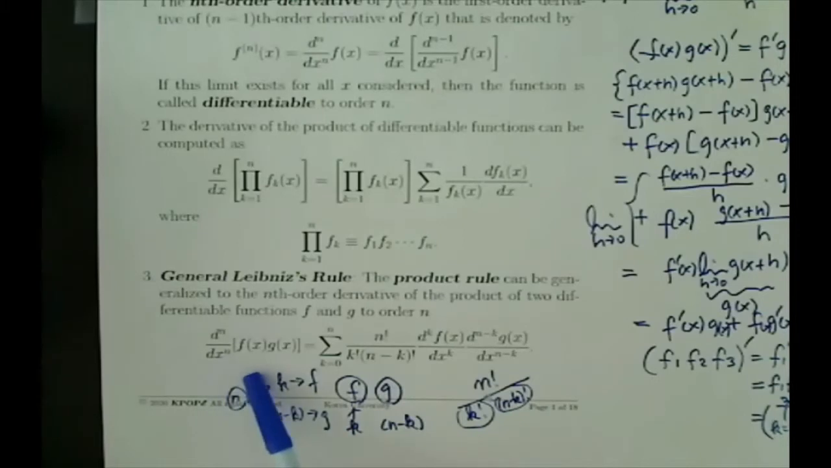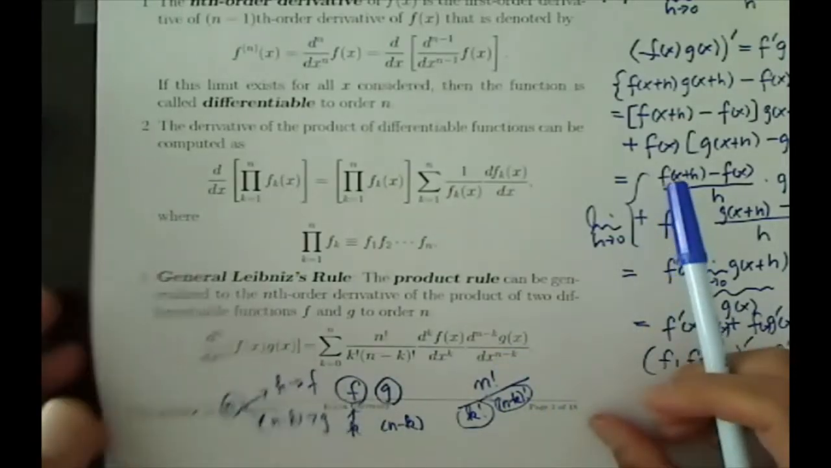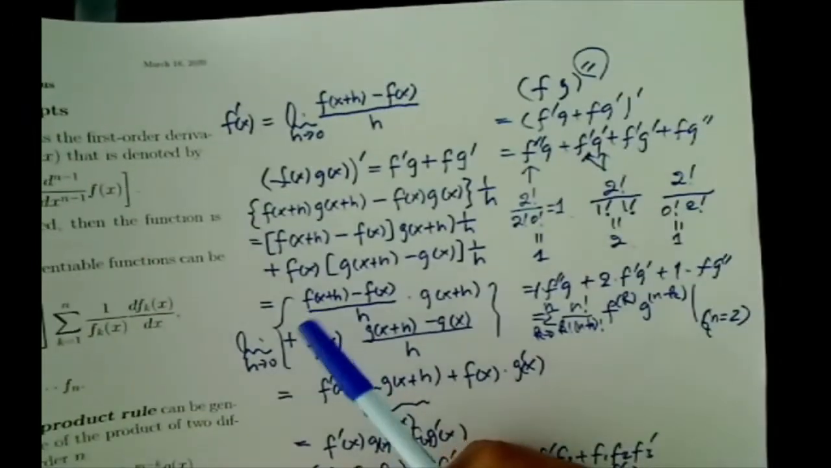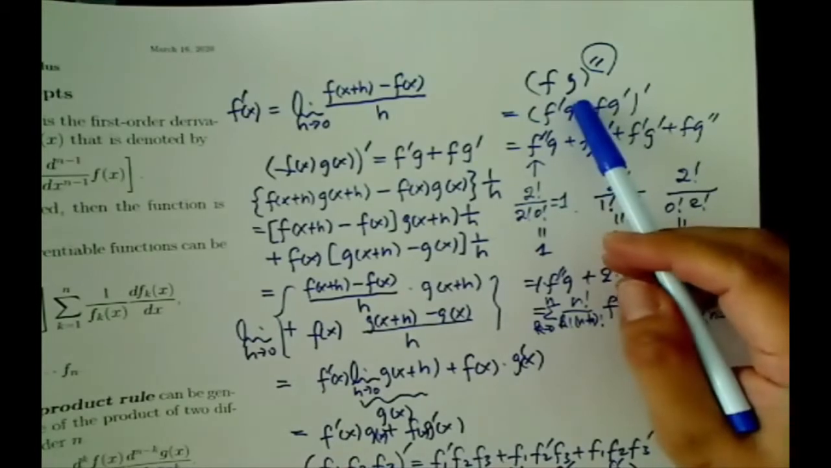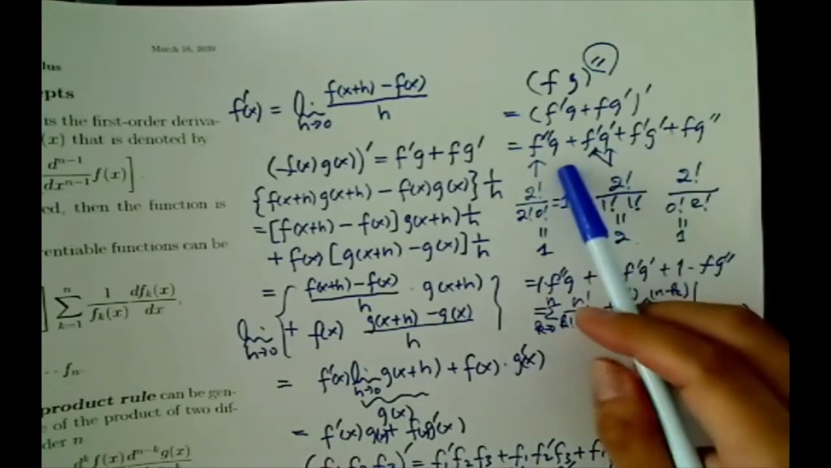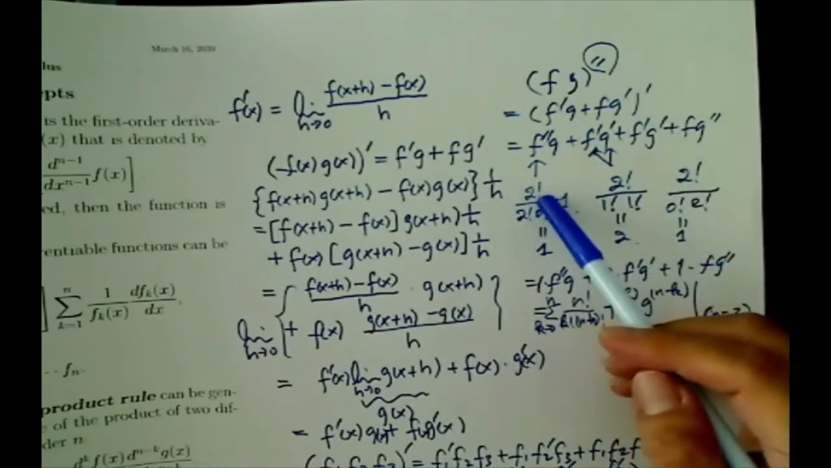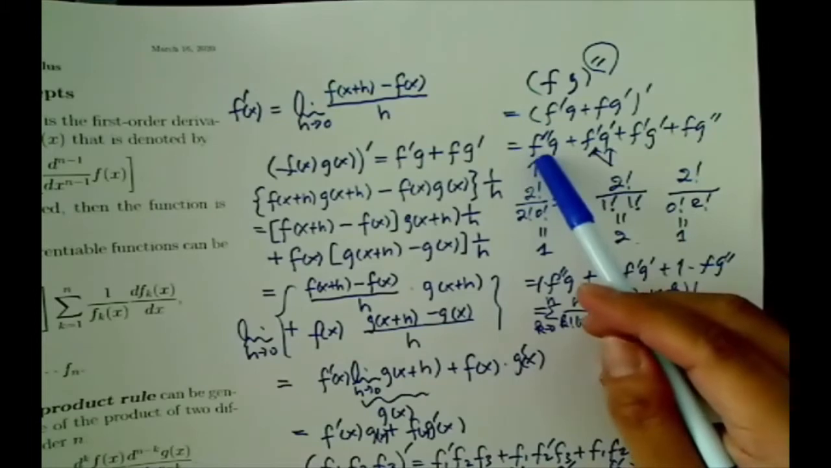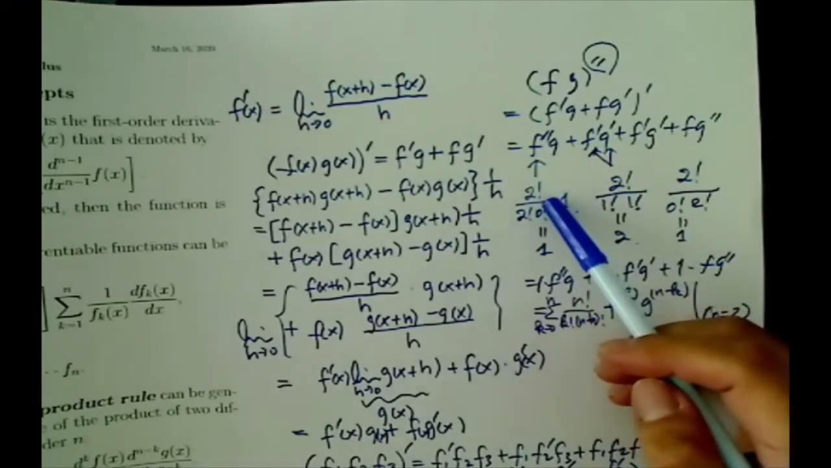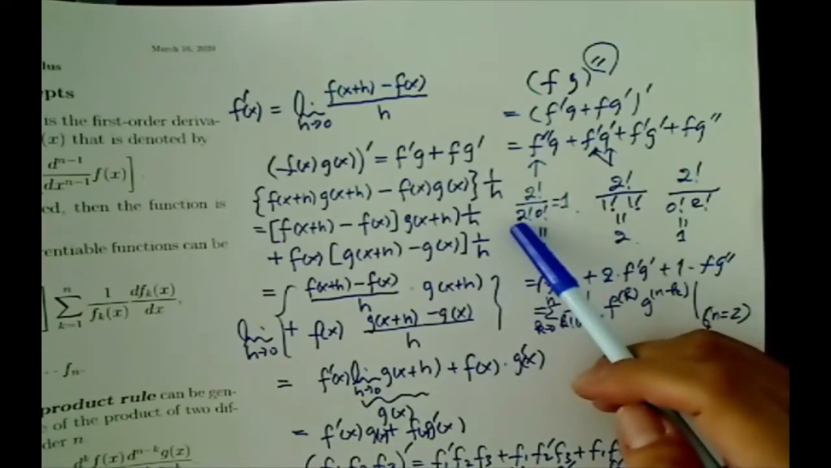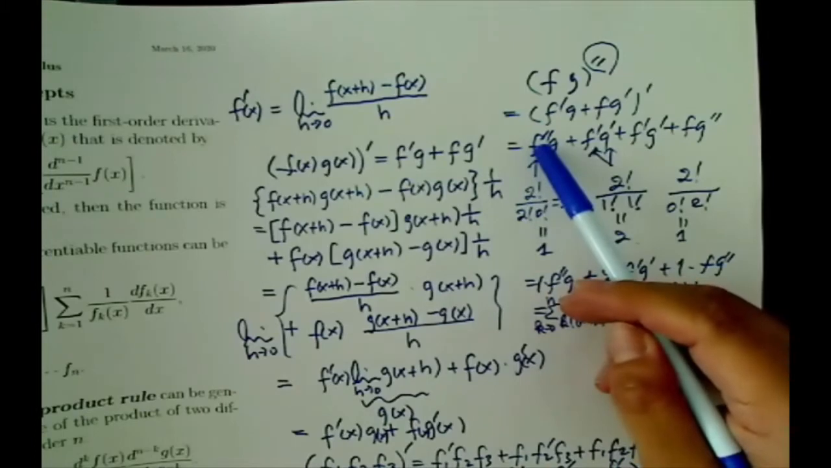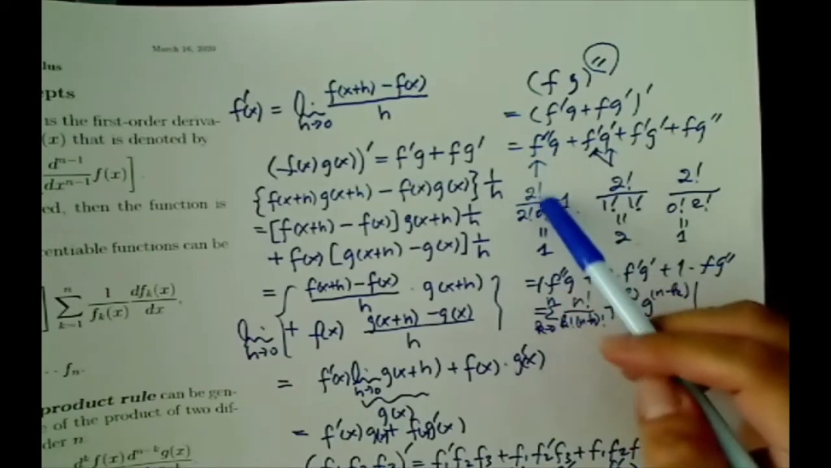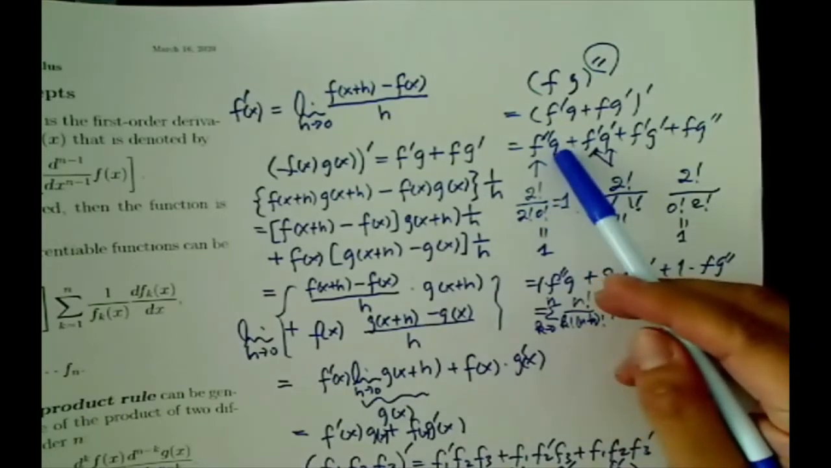So these are the linear combinations of the kth order derivative of f and the (n minus k)th order derivative of g. And the problem is how to count the multiplicity of the terms. We recall that if I take the derivative of f times g twice, then we found that the number 2 is solely given to the f primes. The combination count is 2 factorial over 2 factorial 0 factorial. Here 2 factorial is for the number k, that is the number of derivatives for f, and 0 is the number of derivatives for the function g.